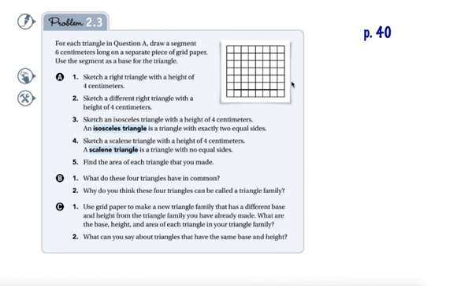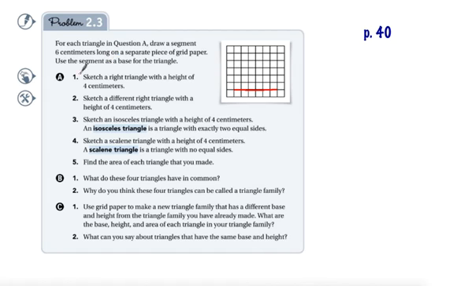So you can see right here, it's a little hard to see, but you can see in your book on page 40 that they have grid paper and they have drawn a segment here that is 6 centimeters long. So what you're going to do is work your way through A 1, 2, 3, 4, and 5. Keep in mind that you're going to use the same 6 centimeters for each triangle that you use.